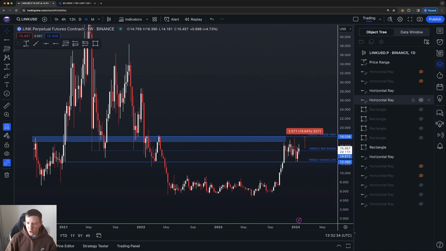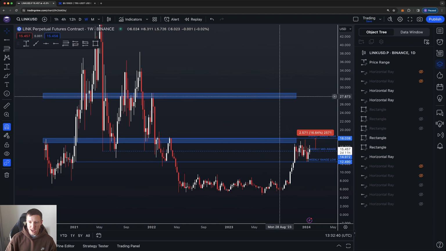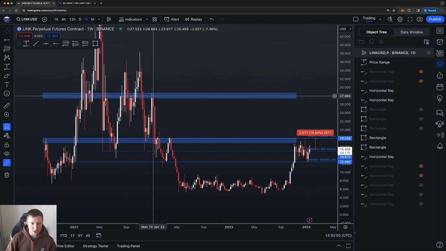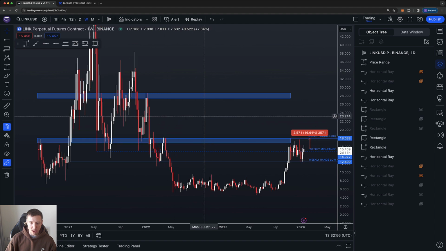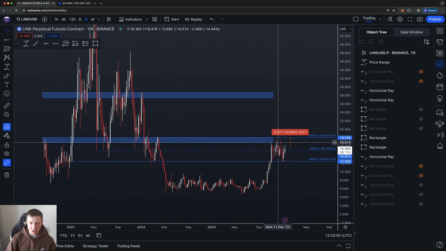Next one would be, of course, if we do finally break out of this range, and I think it could be quite a quick move from $18 up to around $28. You can see how quickly price moved when we dumped in January of 2022. I was going to say last year, but of course we're in 2024 now. So in January of 2022, we very quickly, in 2 weekly candles, went from 28 down to 18. So it could be quite a fast move once we do break out of this range, especially with the amount of consolidation we're having at the moment.